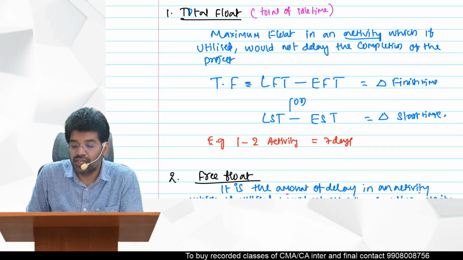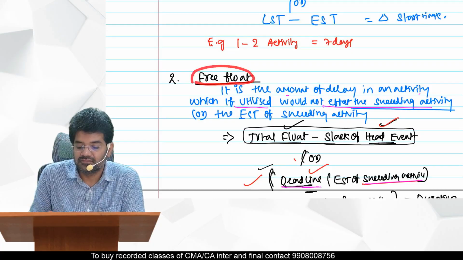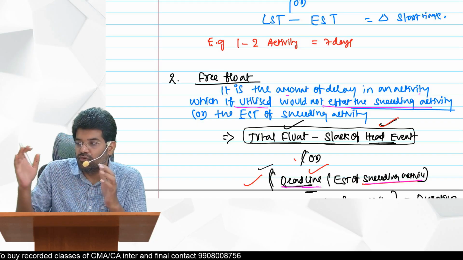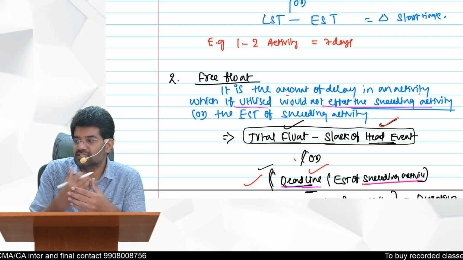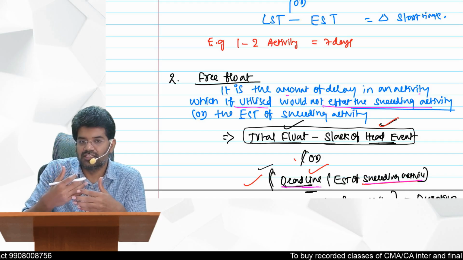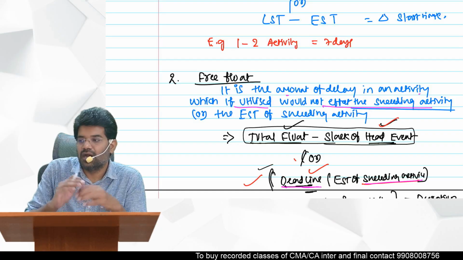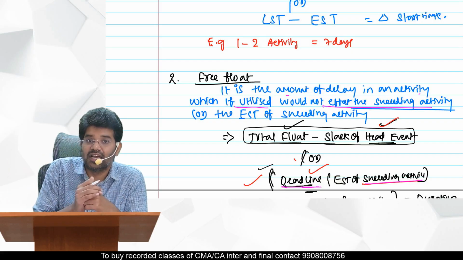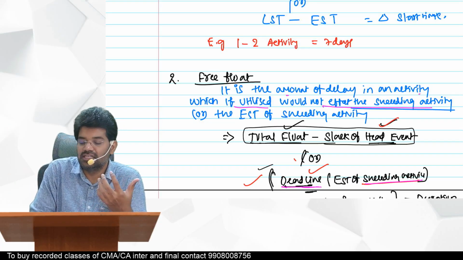Next one is free float. What exactly is free float is, out of the total float, okay, we have got total float. So out of that float, how many days if you utilize will not affect your succeeding activity's earliest start time. So part of your float which, if you utilize, doesn't affect the earliest start time of our next activity. So that is only called a free float.